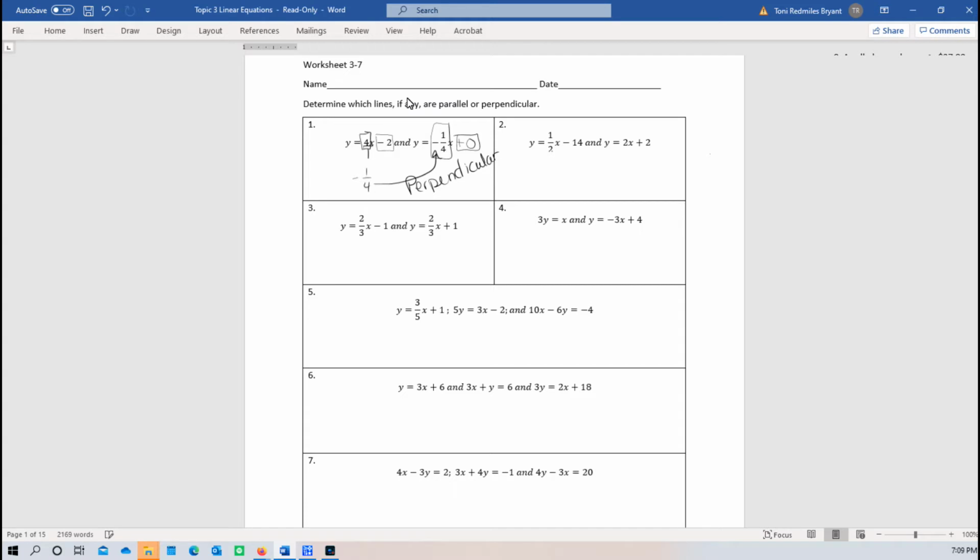All right, and this one we have different slopes. One is 1/2 and one is 2. And it is true that the 1/2 is the reciprocal of 2, but it's not the opposite reciprocal. It needs to have a negative on it to make it a true perpendicular line. So in that case, there is no relationship with these lines.